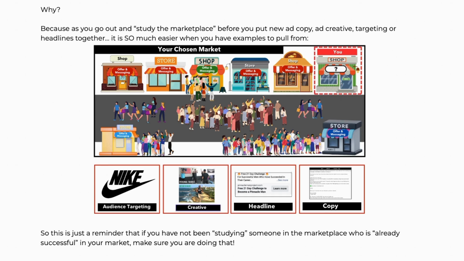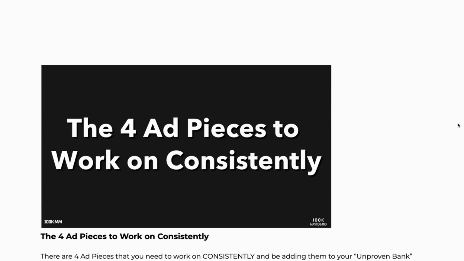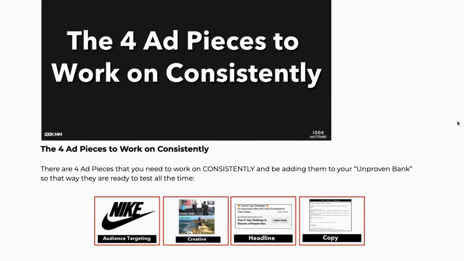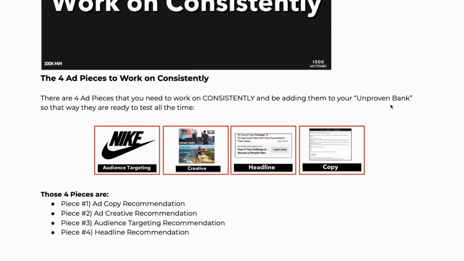So with that being said, let's go ahead and talk about the 4 ad pieces that you are going to be working on consistently. And those ad pieces, and this is basically how it's going to work, pretty much every day, every week, regularly, you're going to be working on new ad copy, new ad creative, audiences, and headlines, and you're going to be putting that into an unproven bank, okay? So you have your unproven bank over here, okay?